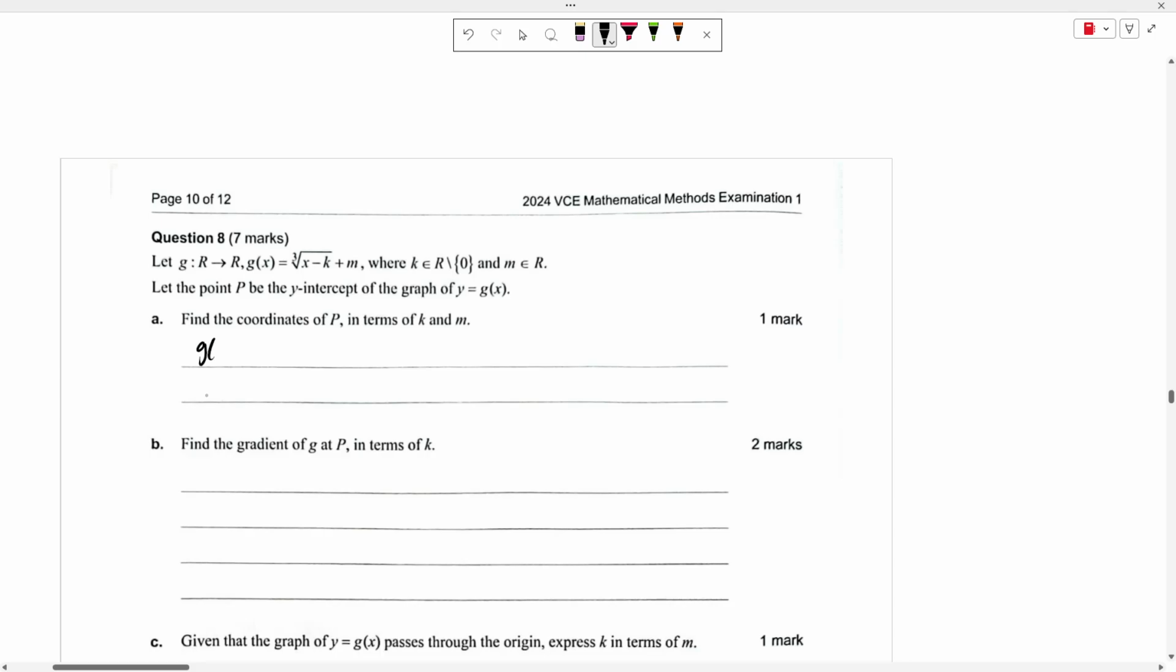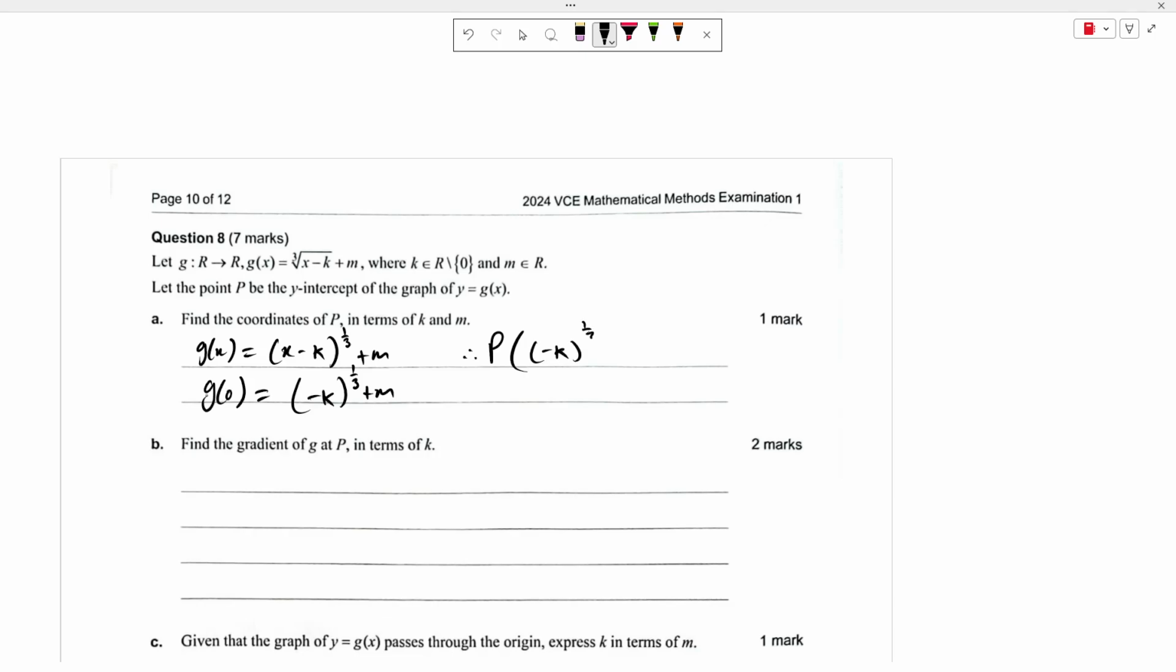Okay, first of all, I'm going to rewrite g of x as this, right? This is the same thing. A third is the same as the cube root. So P is just the y-intercept. So we need to find g of 0. That's negative k to the third plus m. So P is going to be negative k to the third. Sorry, it's going to be 0, comma, negative k to the third plus m. Right? Because that's just the y-intercept.